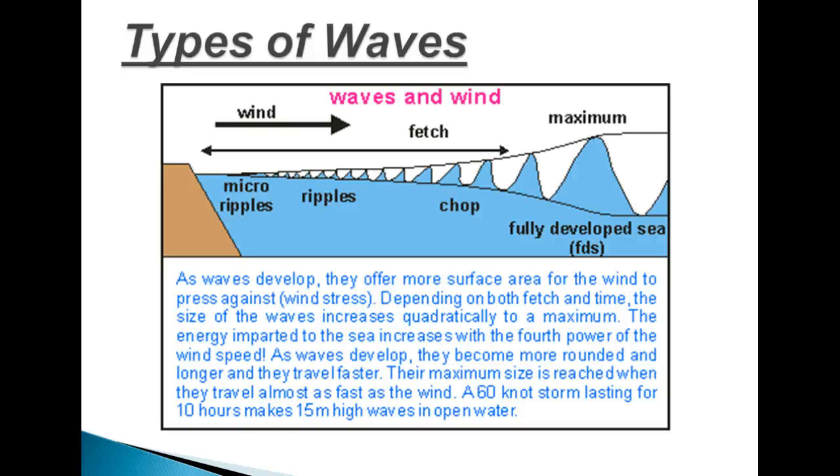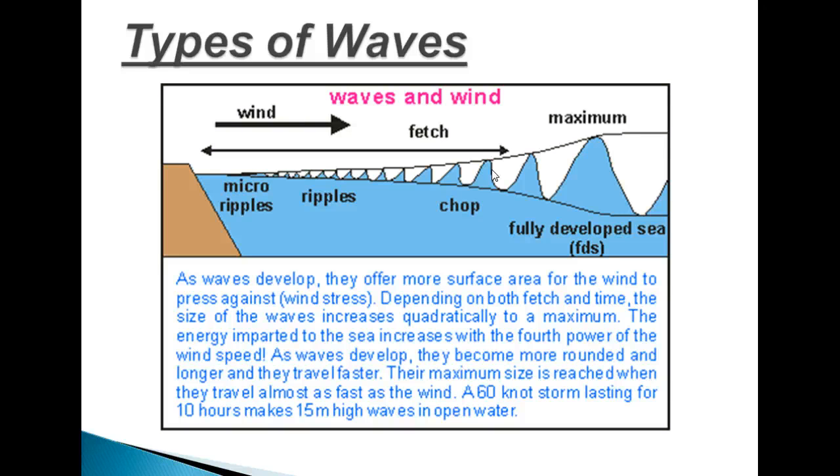Also write in your notes that as waves develop, they offer more surface area for the wind to press against. So if we look at this in this way, the larger these waves get, the more surface of the water there is for the wind to press on. So as these waves get bigger and the chop gets bigger, the wind has more surface area to blow on. We call this wind stress. Get that in your notes.